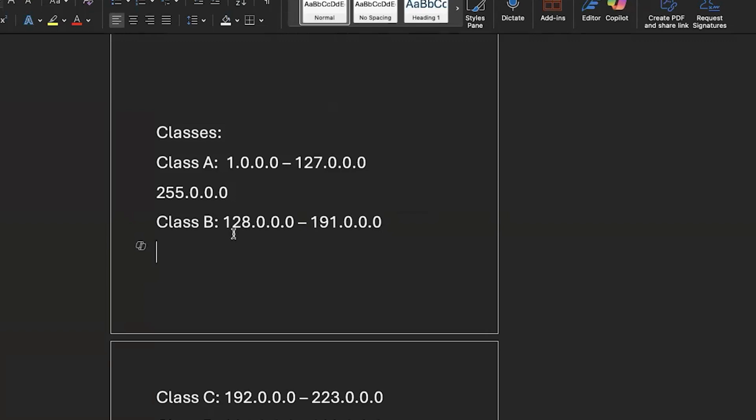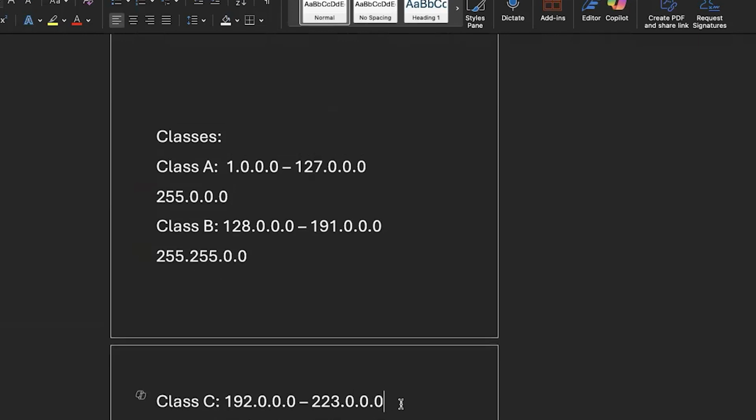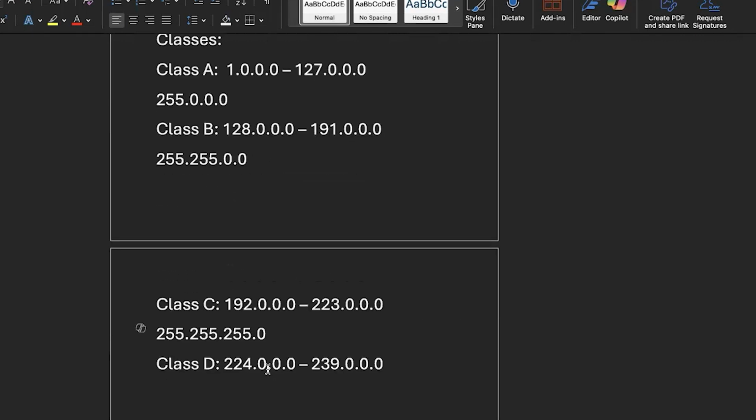Class B range is any number starting at 128, going all the way up to 191. A Class B subnet mask is 255.255.0.0. So what does that tell you? The first two octets in a Class B are always going to be part of the network ID. Class C address, 255.255.255.0, right? So what does that tell you? The first three octets are always going to be part of the network address for a Class C. And then there's this Class D of 224 all the way to 239, which is typically used for multicast. It's a different video, different conversation.